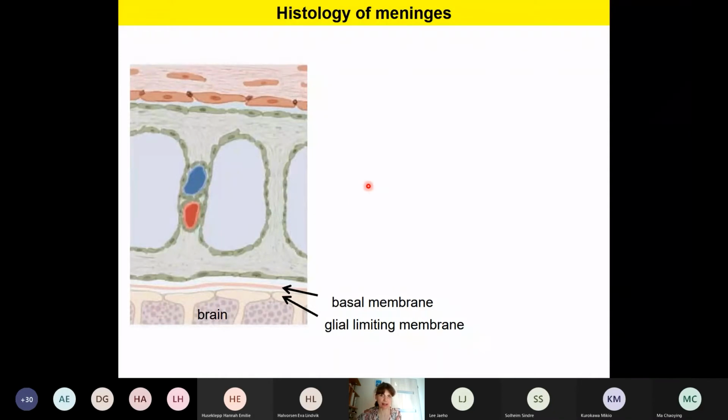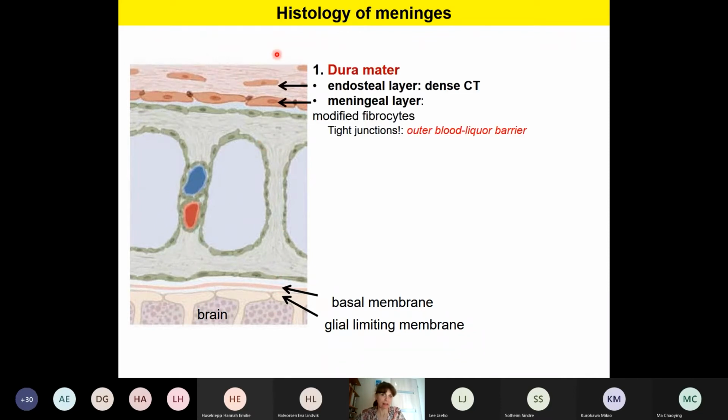Yes, this picture shows the histological appearance. You can see that here on the surface of the brain, we have a glial limiting membrane and also a basal membrane, and then we have the meninges. The outermost layer is the dura. As I mentioned, it contains two layers, an endosteal layer and a meningeal layer. And actually, this is a very dense connective tissue. And the inner layer is covered by these modified fibrocytes called meningeal cells. And this represents actually a blood-liquor barrier, so a blood-CSF barrier between the meningeal vessels and the subarachnoidal space.